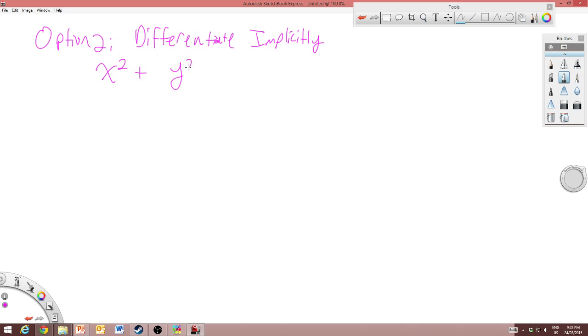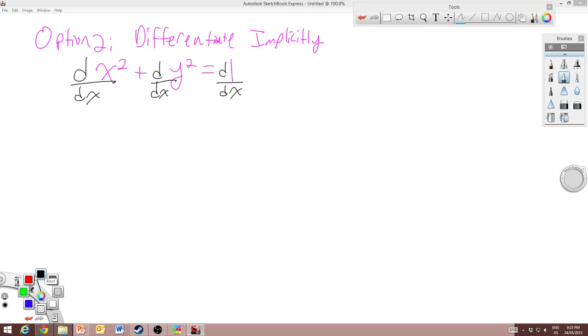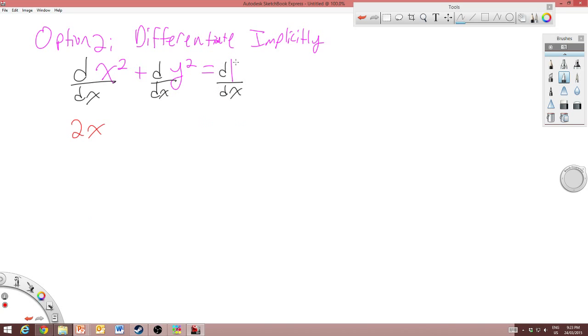X squared plus y squared equals 1. When we do an implicit differentiation, we write the following. We take the derivative of this with respect to x, take the derivative of this with respect to x, and take the derivative of this with respect to x. Okay? The first one's fairly easy because d by dx of x squared is just straight power rule. The derivative of x squared is just 2x. The derivative of 1 is just a constant, that's 0.